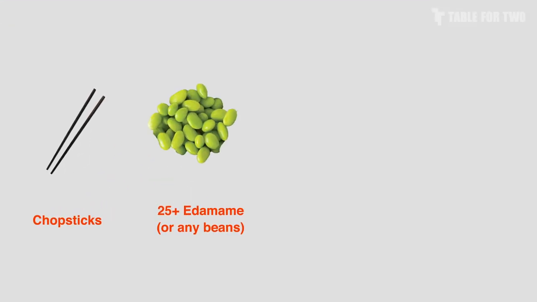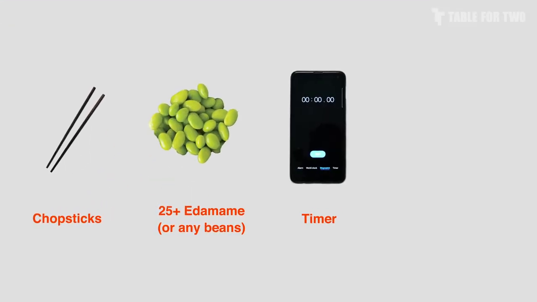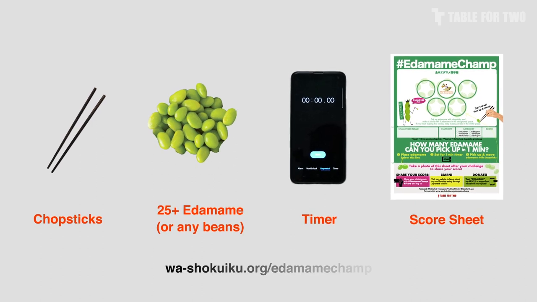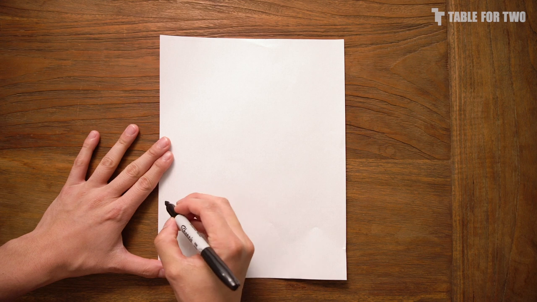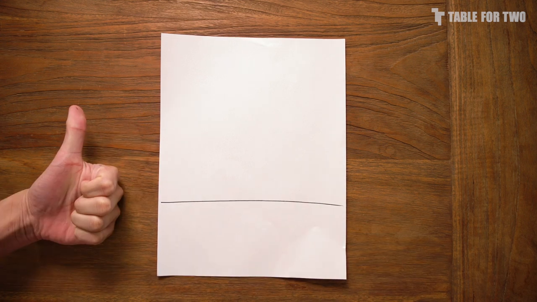All you need is one pair of chopsticks, 25 or more edamame, timer, and the Edamame Champ score sheet, which you can download from our website. If you don't have a printer, you can make one yourself like this.